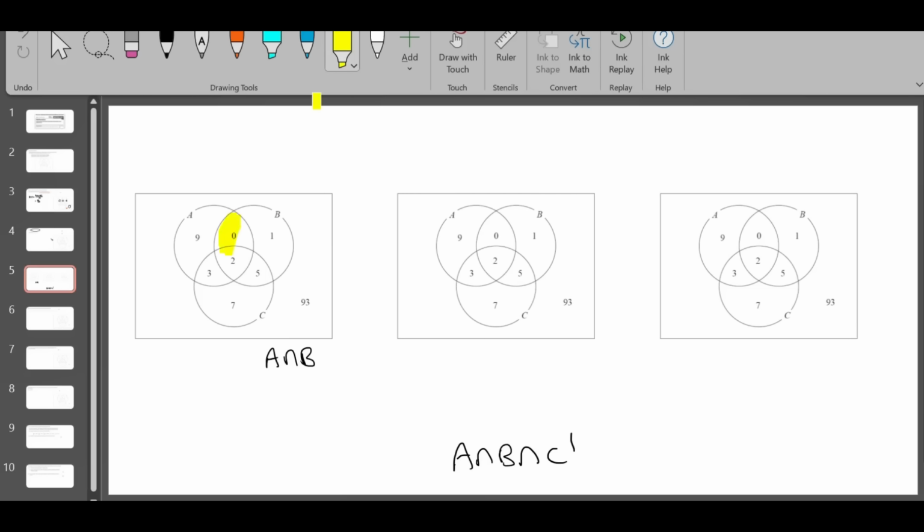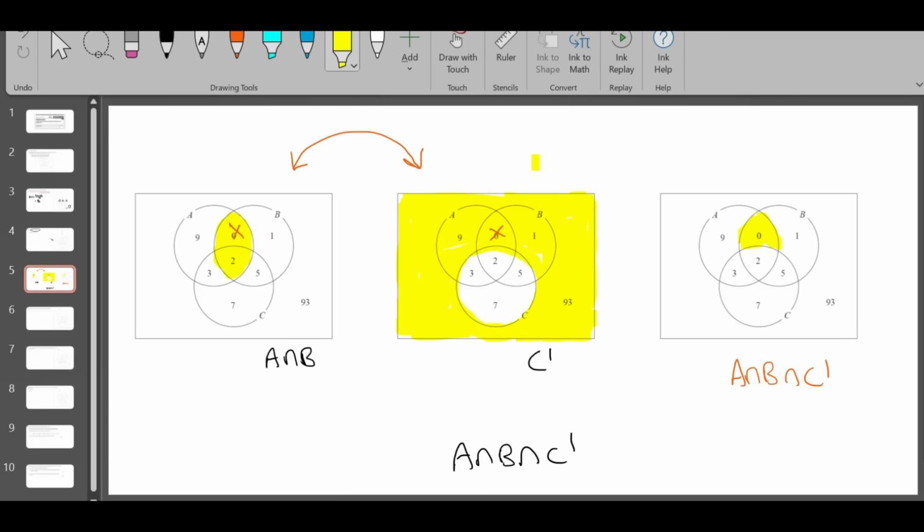A intersection B is the middle part, right? That is common in both A and B, this part. And then let me find C complement now. C complement is everything outside C. So this is C complement. Now when they say A intersection B intersection C complement, you have to take the region which is shaded in both diagrams, which is just this region, right? So you need to take the number from this region, which is 0.